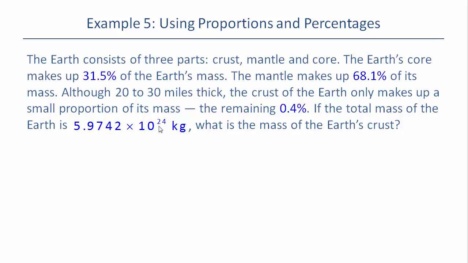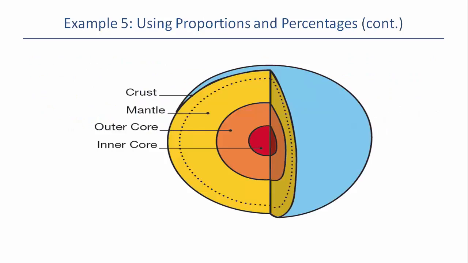You know that 10 to the 24 means that you're basically multiplying this by 10 24 times, or you're moving this decimal to the right 24 times, and you're going to have a whole boatload of zeros at the end of this thing, and it's a really, really big number. Okay, so here's a visual picture of what we're talking about.